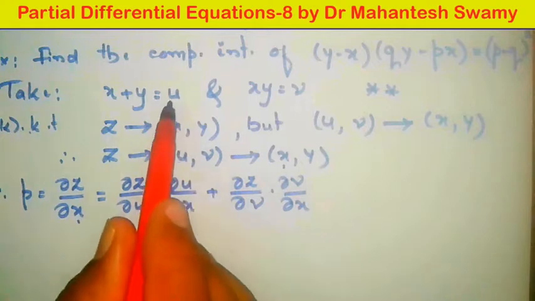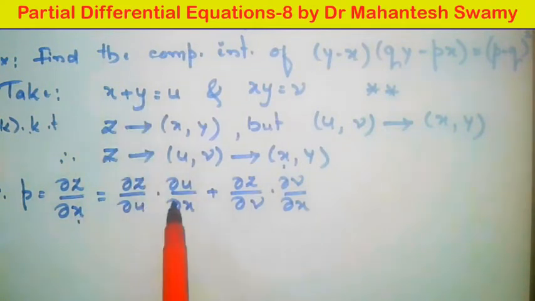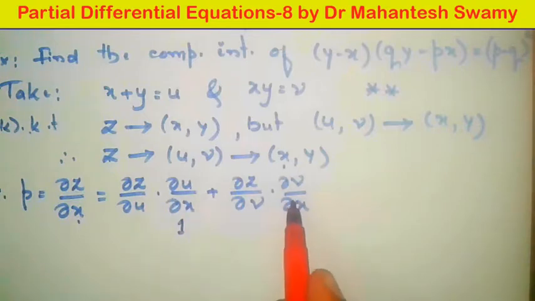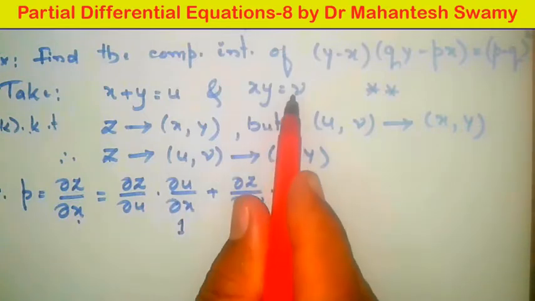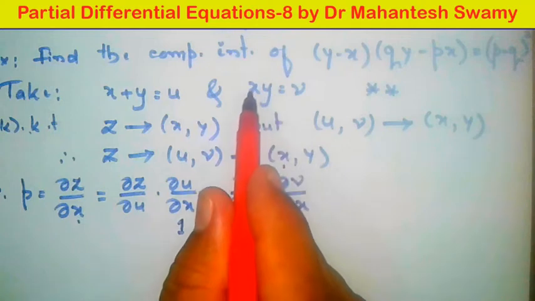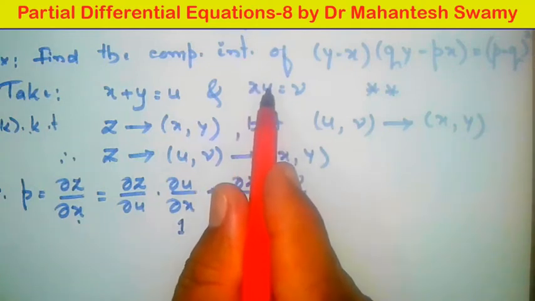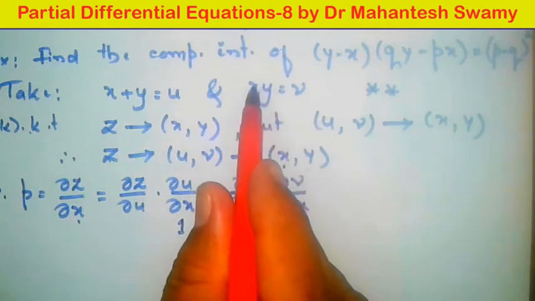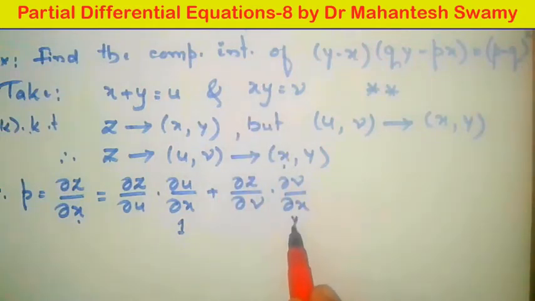Dou u by dou x: u is x plus y, so dou u by dou x is 1. The value of this thing is 1. What is dou v by dou x? Dou v by dou x is y into 1 because v is x into y. When you differentiate with respect to x, x differentiation is 1, y as it is. So its value is y.